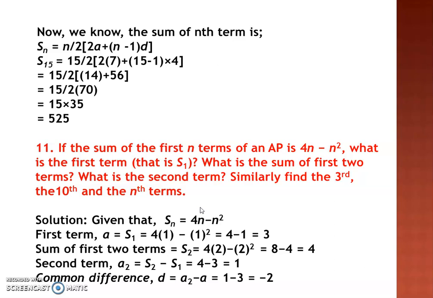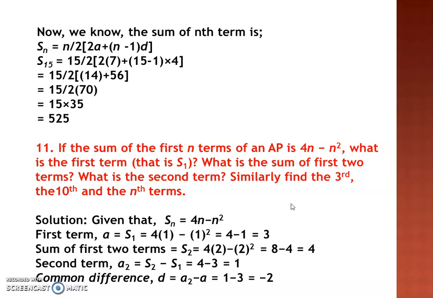What is the second term? Similarly, find the third and the 10th term and the nth terms. So these many things you have to find out from only one relation that is given to you for Sn. So you will first substitute n equal to 1, n equal to 2 and so on, and you can find out S1, S2, S3, etc.